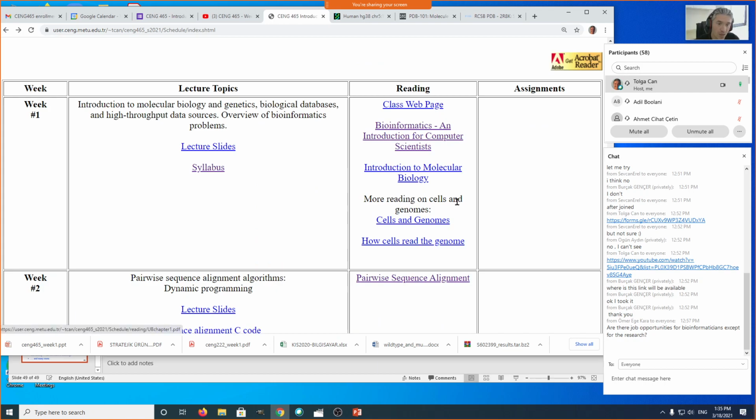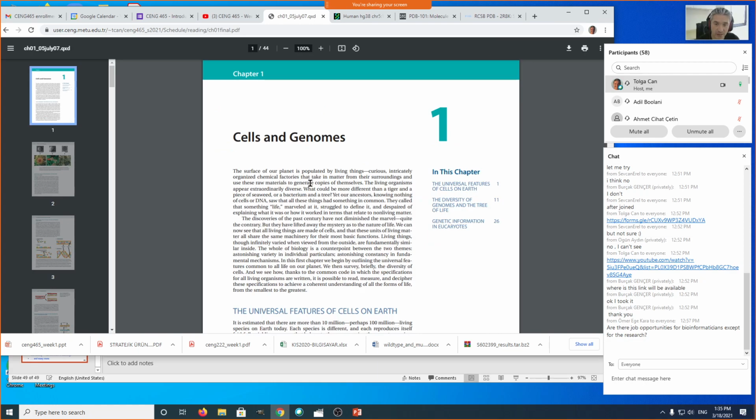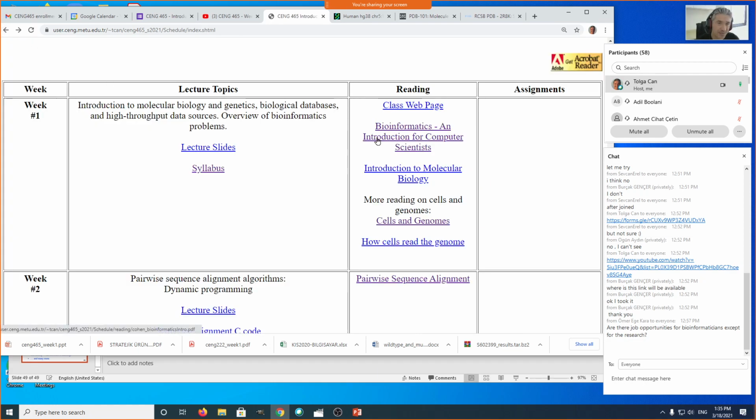There are also chapters from our textbook on how cells and genomes work. You don't need all the details, but just know that when we talk about what a gene is, we are referring to that instruction in the DNA material. When we talk about a protein, it has an amino acid sequence, and it also has a 3D structure that has certain functions within the cell. So these are the main terms that we will be using throughout the semester.